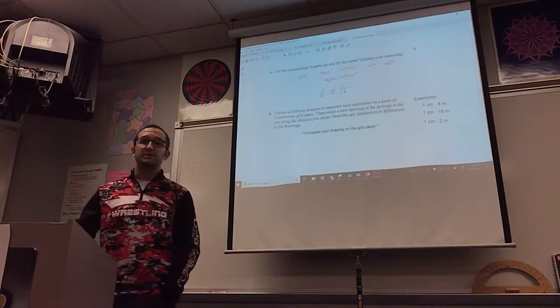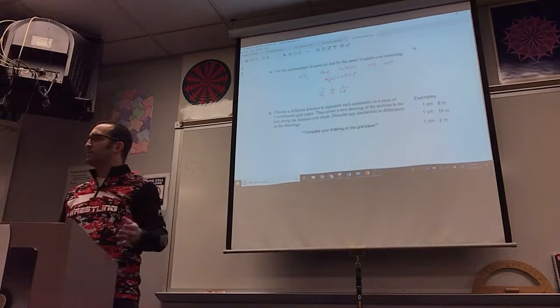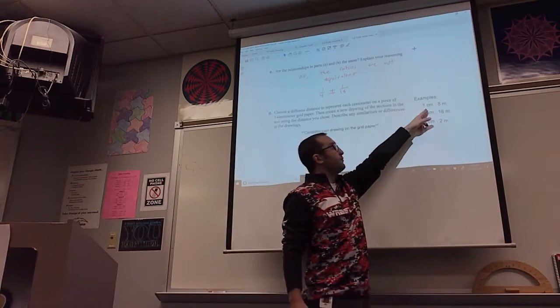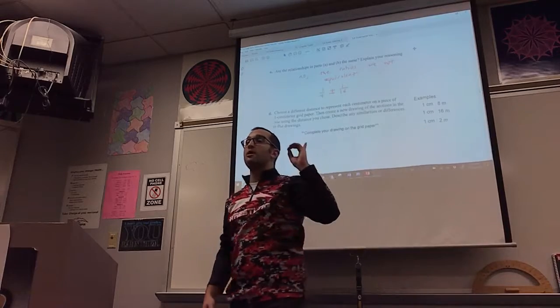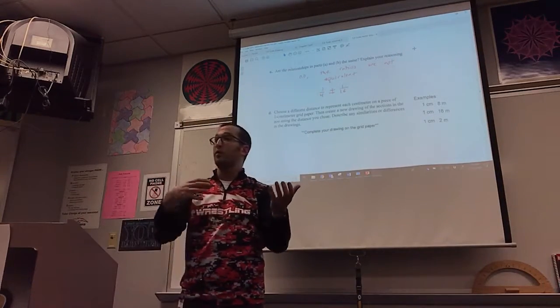Now you guys did have the answer key to talk through, to look through, to make sure, all right, am I on the right track? What the heck am I even doing? So I gave you guys some examples of different scales that we could have used. The scale on the image that was given to you was 1 to 4. 1 centimeter to 4 meters.